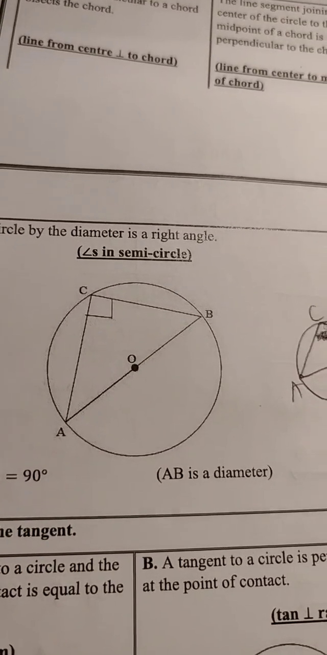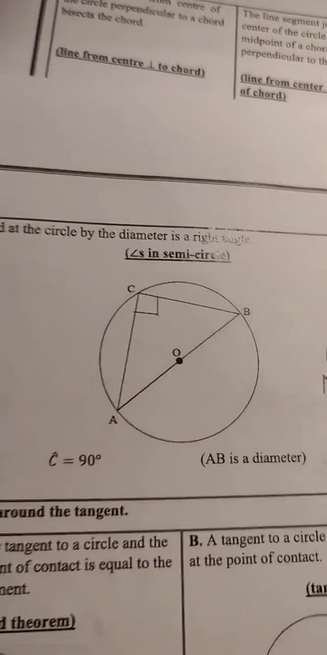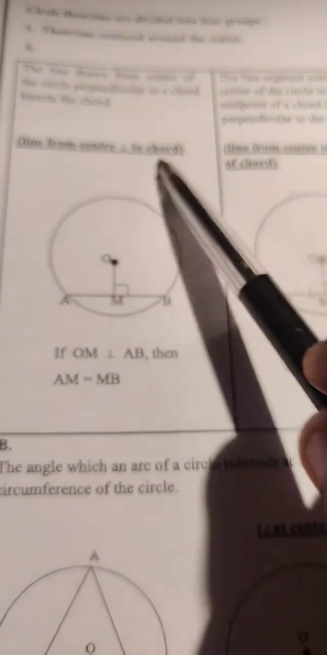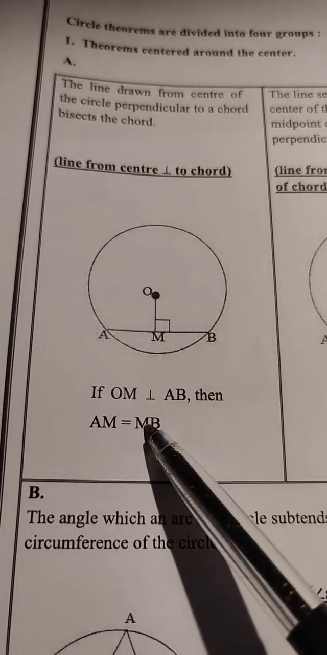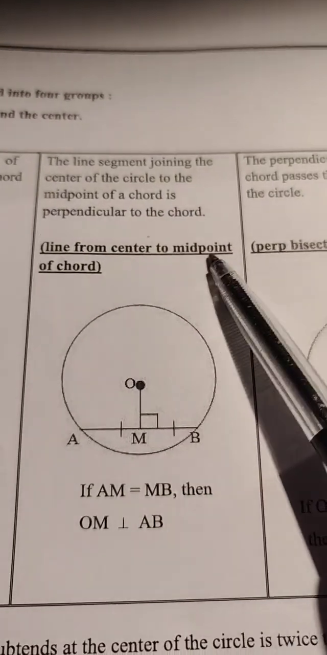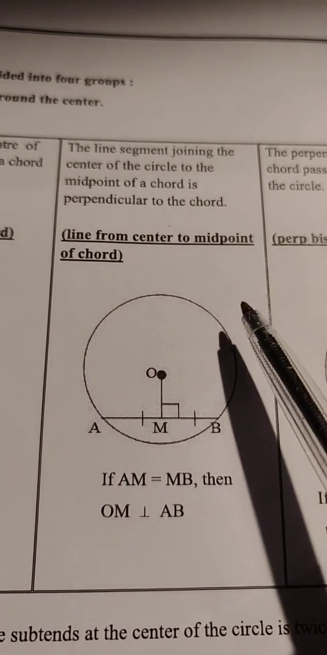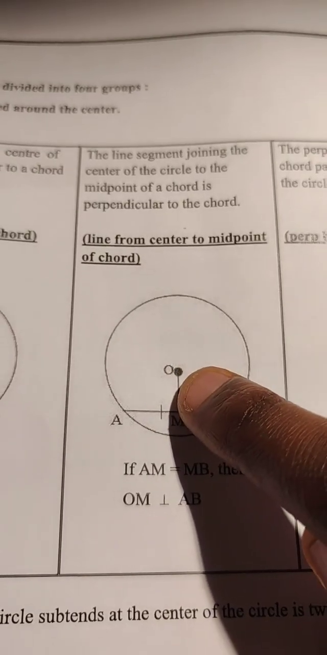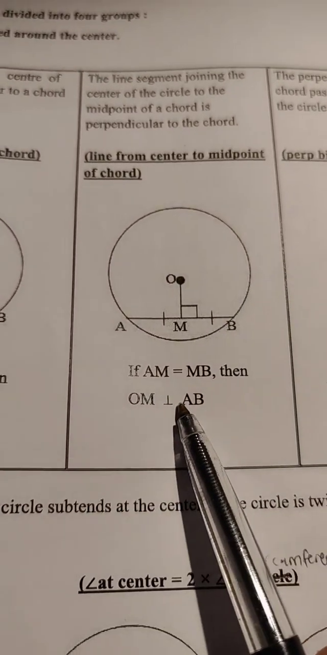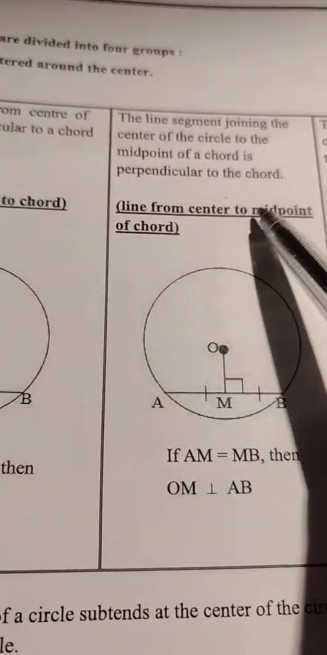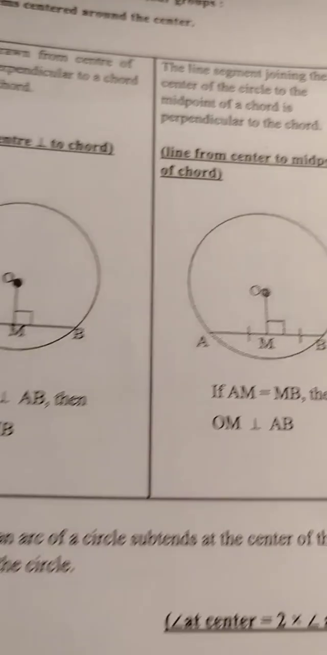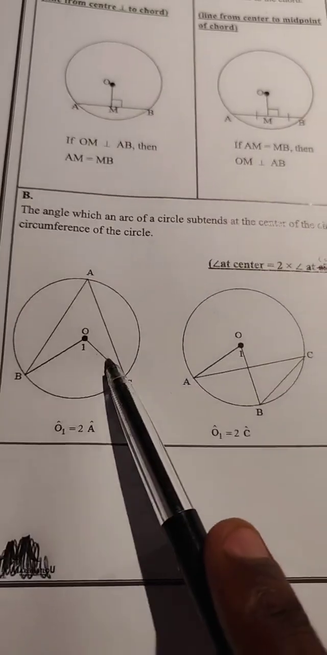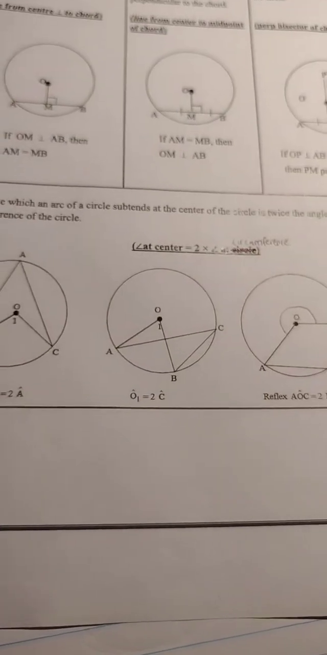So I think the center theorems are clear for all of us, and we are clear about what center theorems we have. Line from center perpendicular to the chord, that's our acceptable reason when we use it. AM is equal to MB is the statement. Line from center to midpoint of a chord, the diagram, when we see it, will not have the 90 degrees there. So we say as a statement, OM is perpendicular to AB, and then the reason is line from center to midpoint of chord. Okay. Then we have angle at the center is two times angle at the circumference for 3 separate diagrams that we need to be aware of.